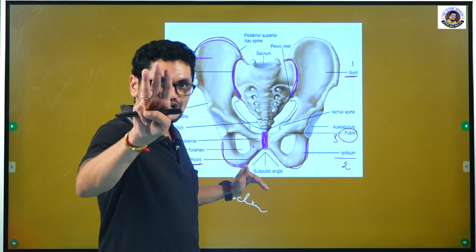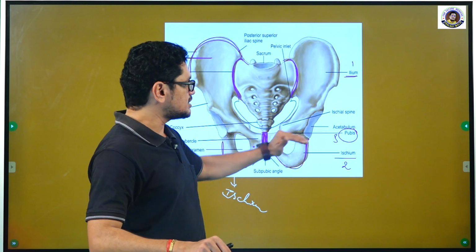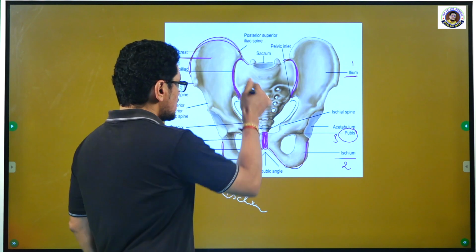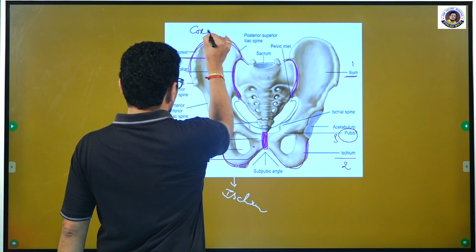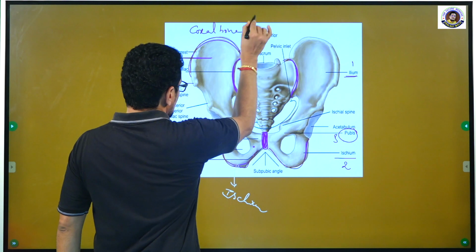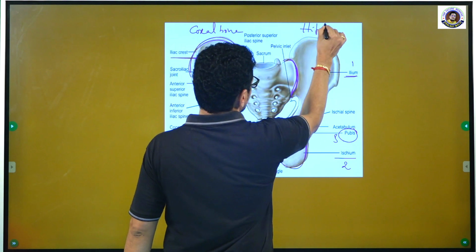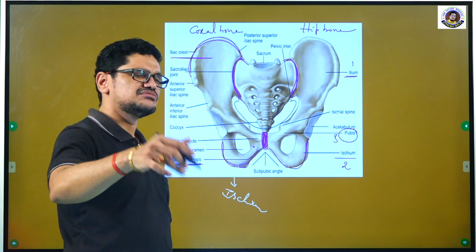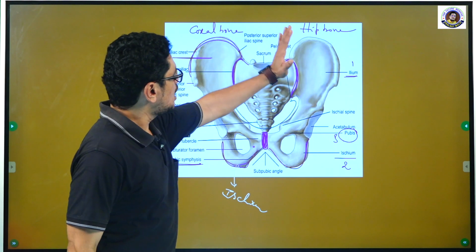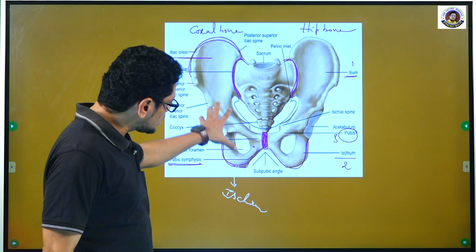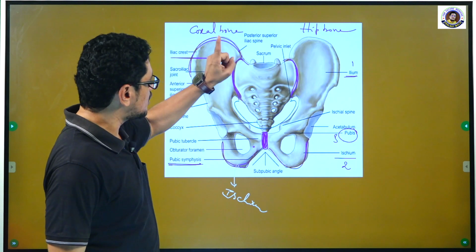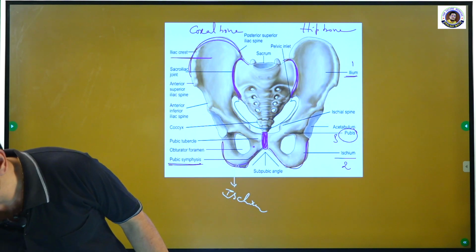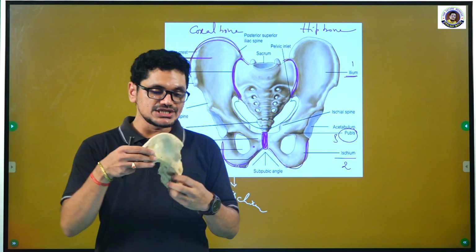Ilium, ischium, pubis, three bones fuse to form one. So 1 plus 1, 2 bones. This is also called the coxal bone, or hip bone. Another name, os innominata, is not required; coxal bone or hip bone is enough. So 1, 2, 3 combined to form 1, and 1 plus 1, 2 bones. And just now I told you that I will tell what this depression is.